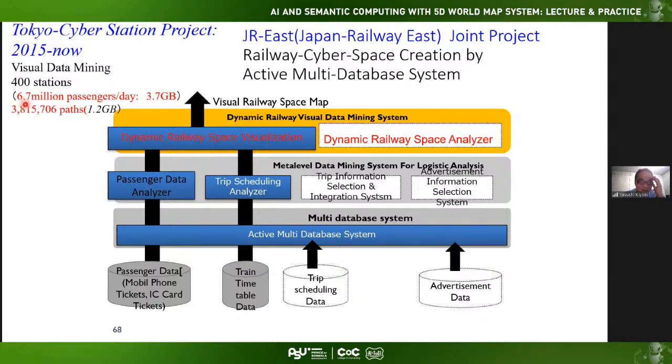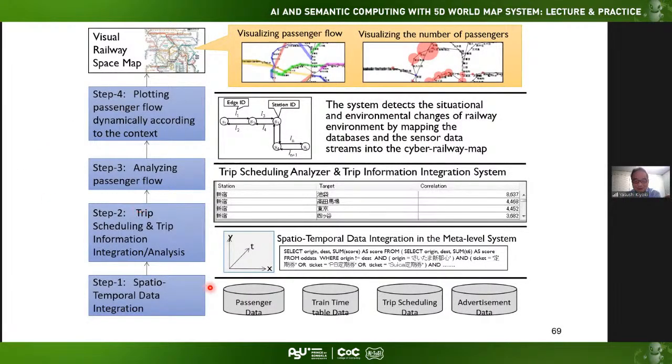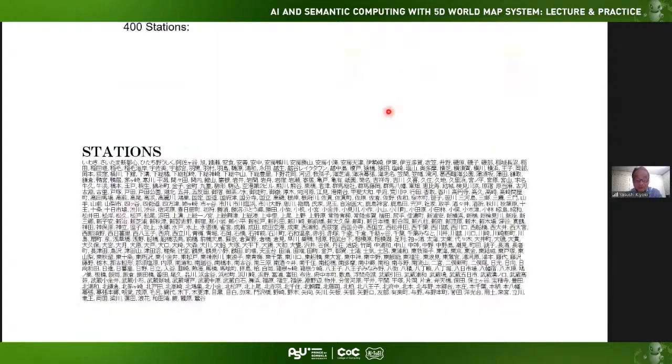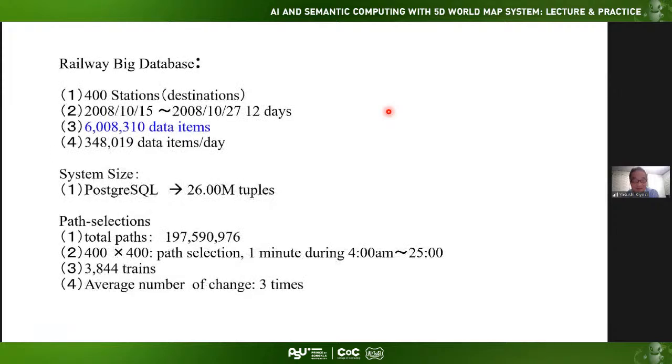And every day, 6.7 million passengers. That's the biggest area in Tokyo. Okay, and this is the overview. We have many data resources, mainly four data resources, and how to make an analysis in the JR. And this is the Japanese metropolitan area. There are 400 stations in the Tokyo area. That's the total statistics. And a railway big database, 400 stations, destinations. This is data from 2008, with 6 million data items. This is a summary of 6 million passengers' activity.